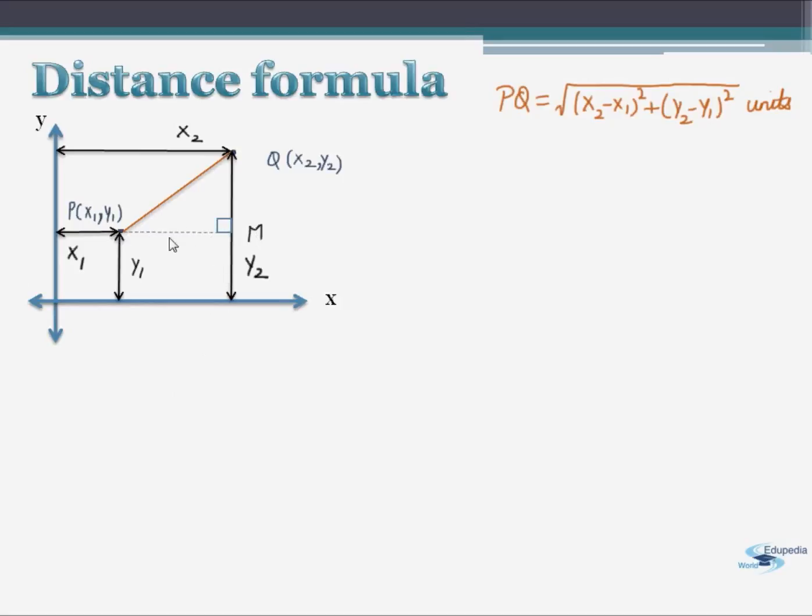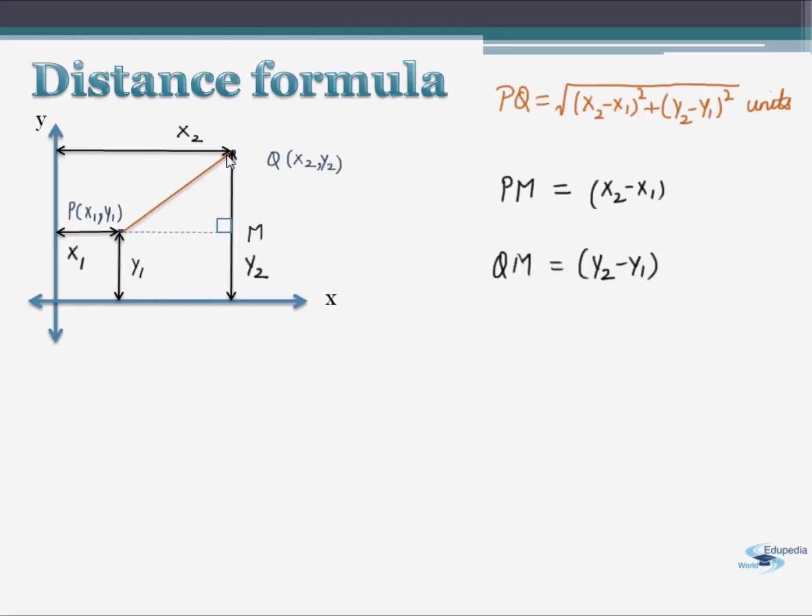So we have drawn a perpendicular PM which is also parallel to the x-axis. So by symmetry, we can say that this PM plus x1 is the complete distance x2, or PM can be written as x2 minus x1. Similarly, QM can be written as the complete distance y2 minus y1.